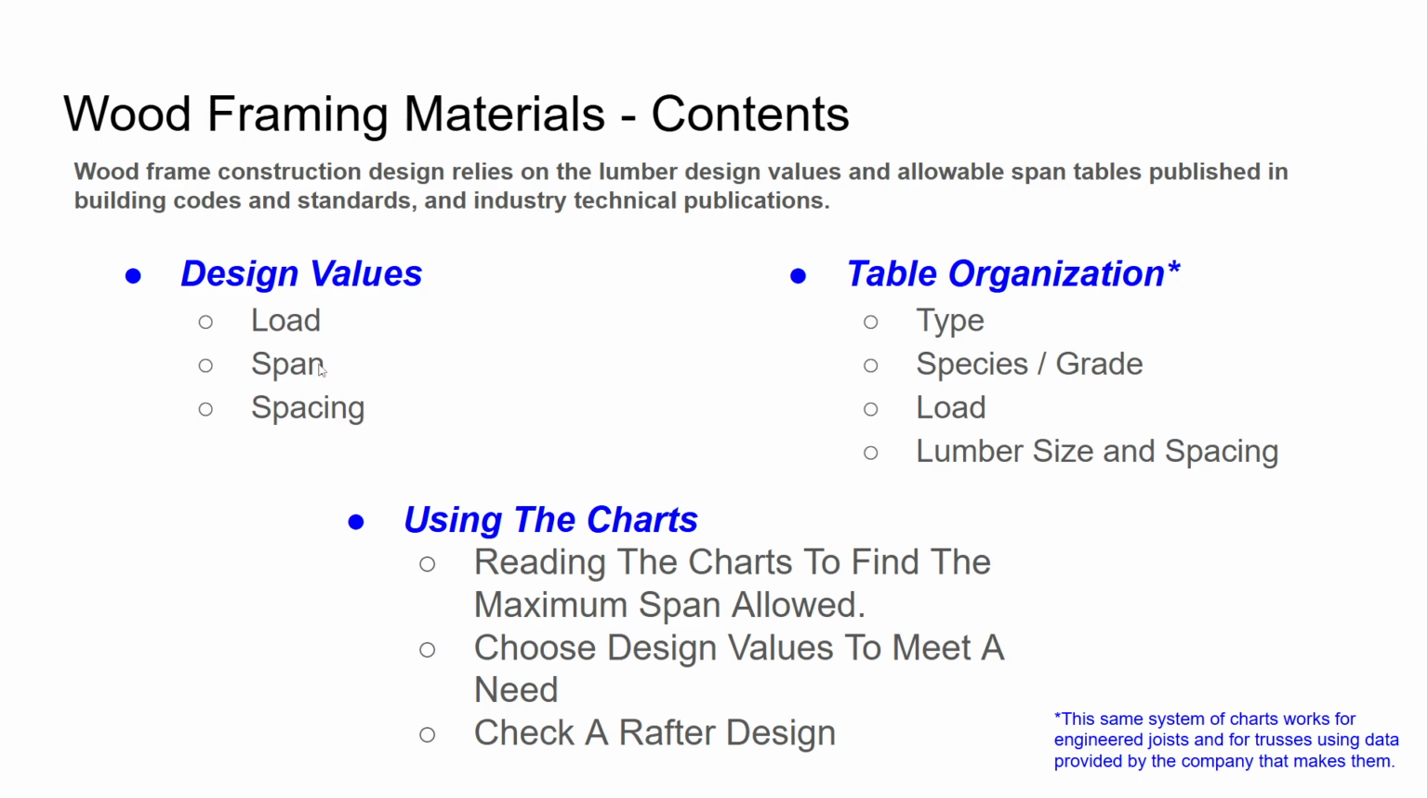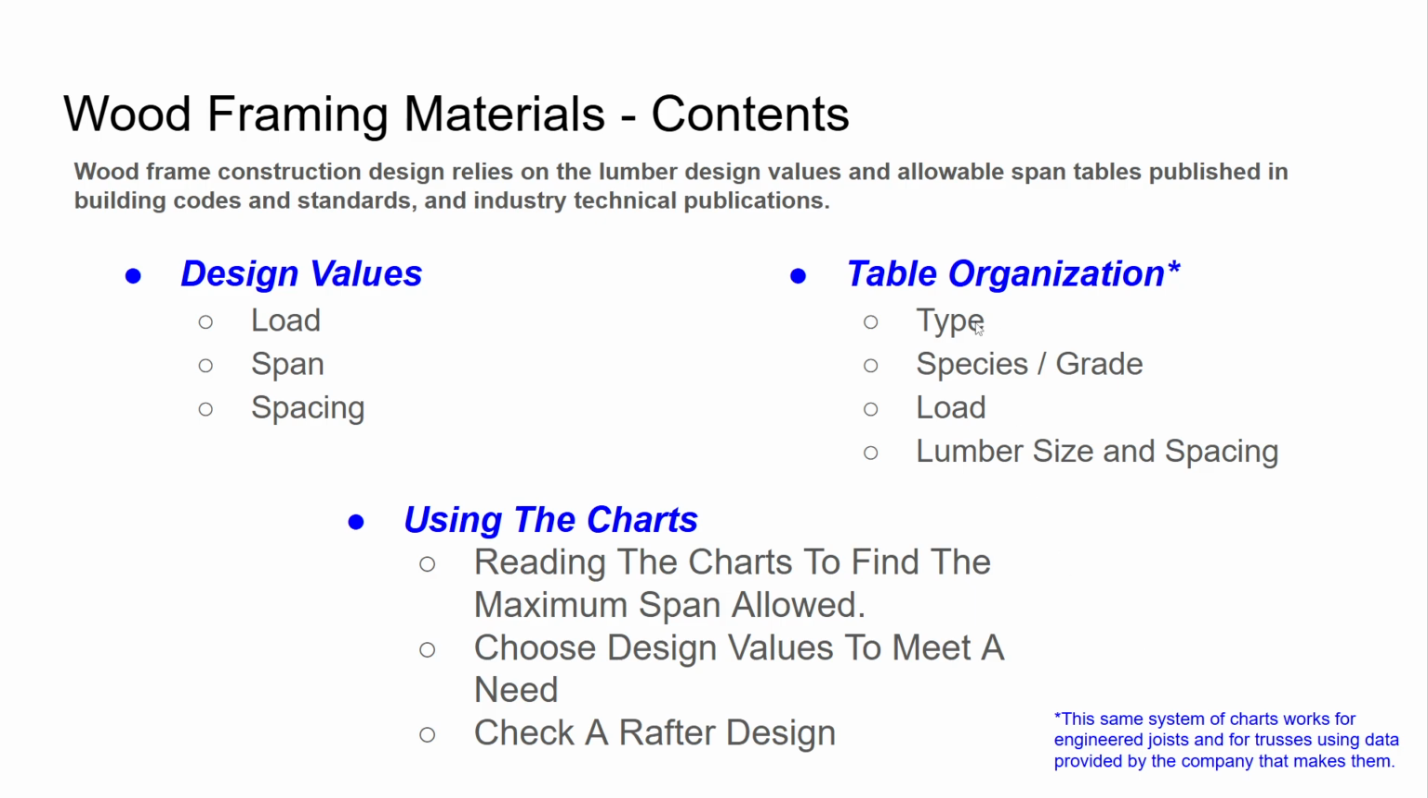Just like we had before with floor joists, we need to know the span, how far across it is between supports, and the spacing. How often are the joists and the rafters or the trusses spaced? So those are the design values that kind of drive our choices. Our tables are a lot like our engineered joist and trusses that we've already used.